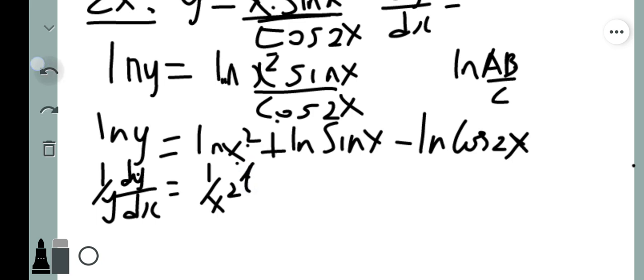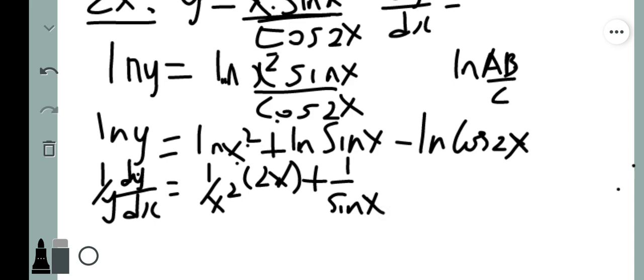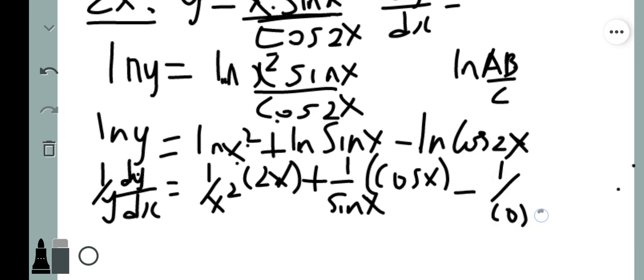I get it now, which will give me 2x. So differentiation of x square will give me 2x here, plus then this will give me 1 over sine x. So ln x, ln sine x. So ln sine x will give me 1 over sine x times differentiation of sine x, which will give me cos x in brackets. Minus ln cos 2x will give me 1 over cos 2x.